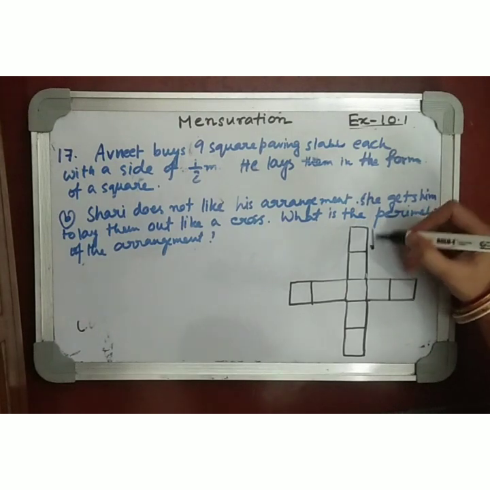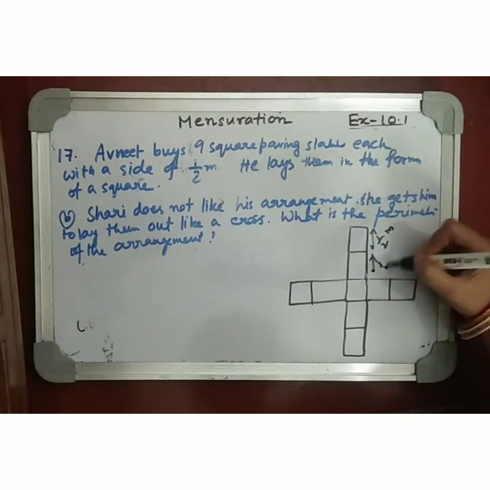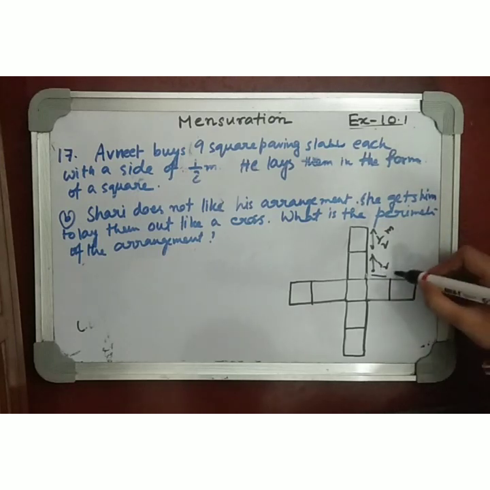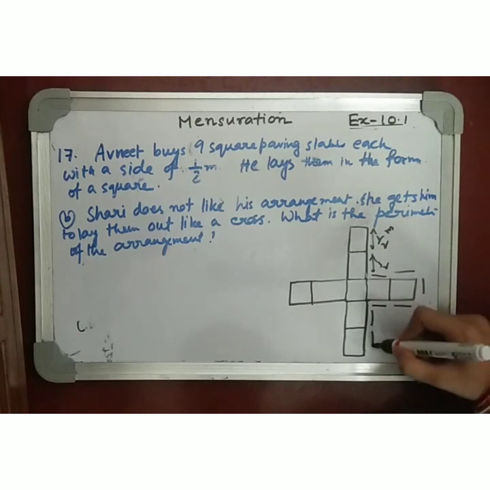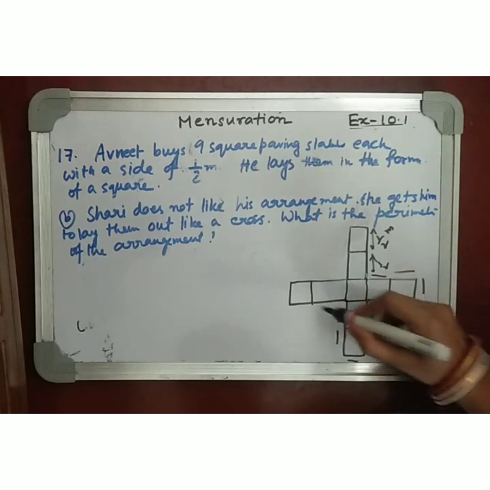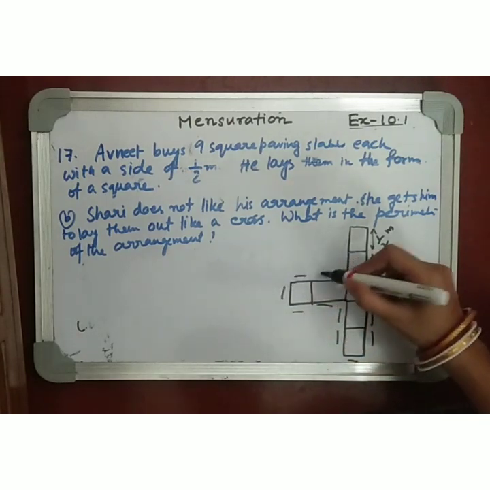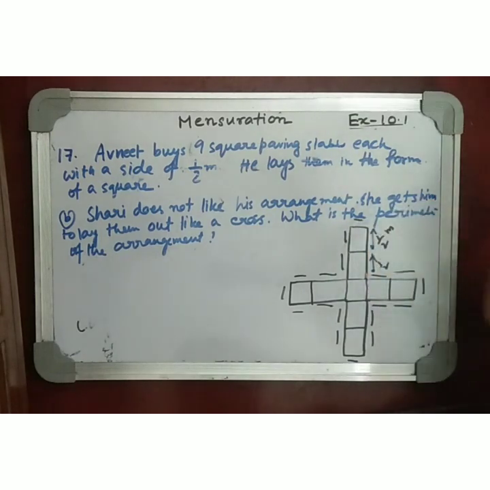Now here also each of the sides is half meter. This one is also half meter. This is also half. This is also half. Half, half, half. All these sides are half meter. So how to find this perimeter? We will add all these halves. Very easy, isn't it?